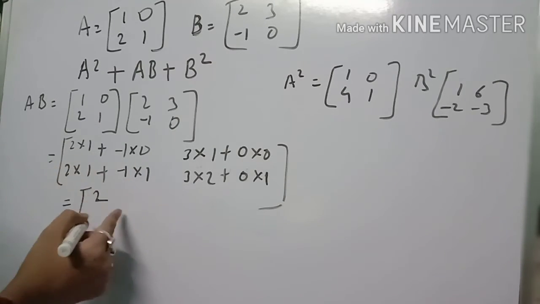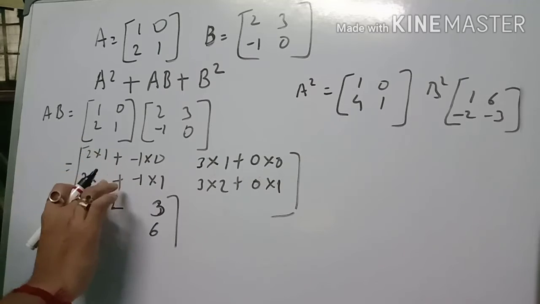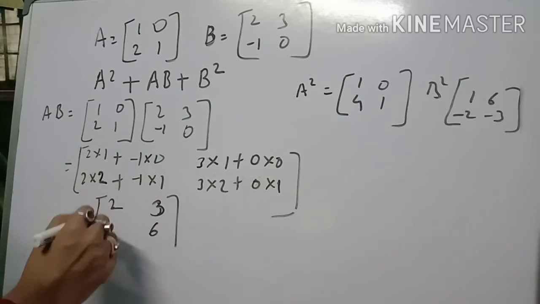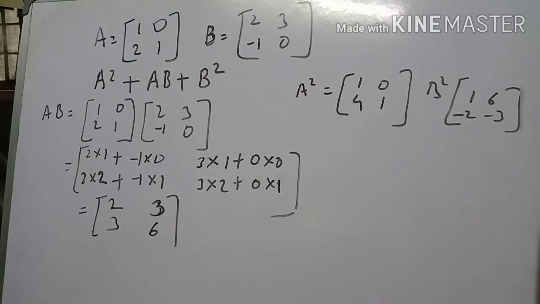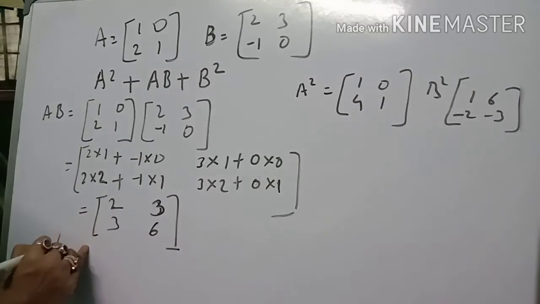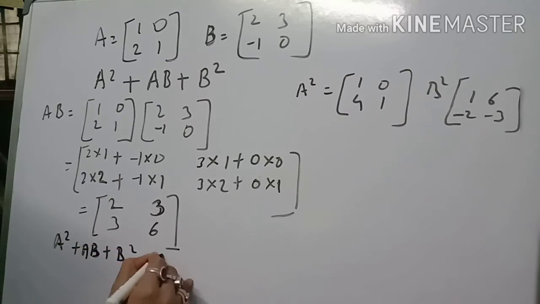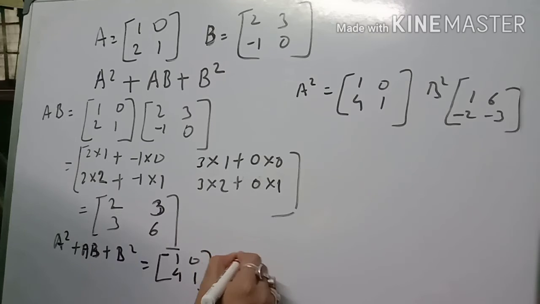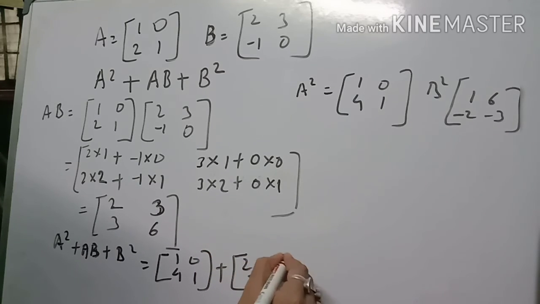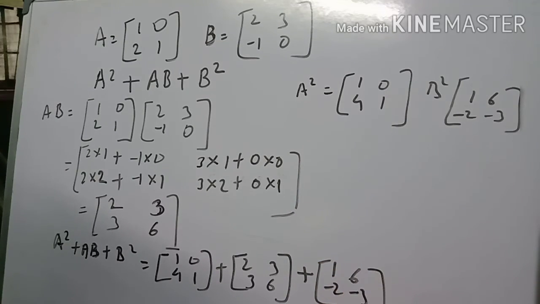1, 2. Here we are getting 2 into 1, 2. Oh, I made this mistake. Fine, correct it. So it is going to be 2, 4 minus 1. It's going to be 3. Fine. We got all the values of AB. Now let me do this calculation: A square plus AB plus B square. So for A square we got, for AB we got, for B square we got. Clear?